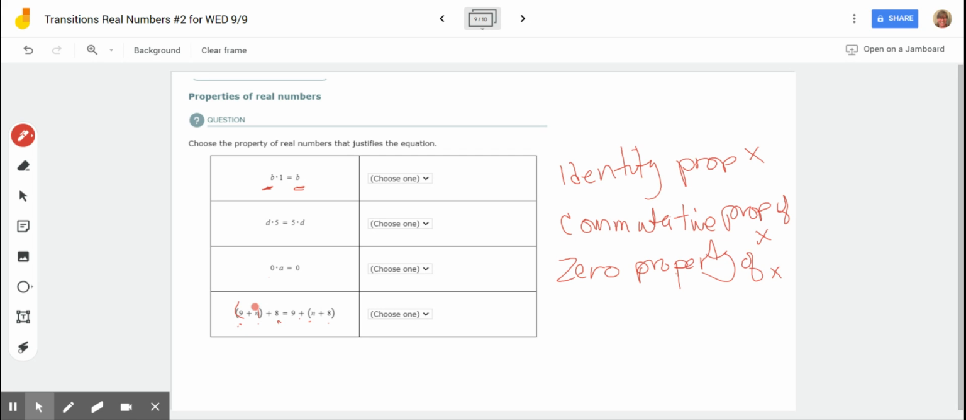Here, 9 and n were chilling together and they were having fun. Then I guess n was like, nah, man, I feel like going with 8 now. So n went over and hung out with 8. So they associated first. 9 and n were associating. Now n and 8 are associating. So associative property of addition, because look, there's a bunch of adding signs of addition.